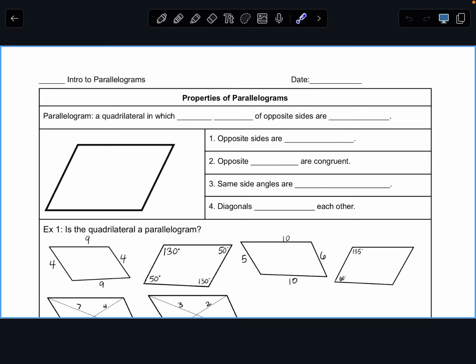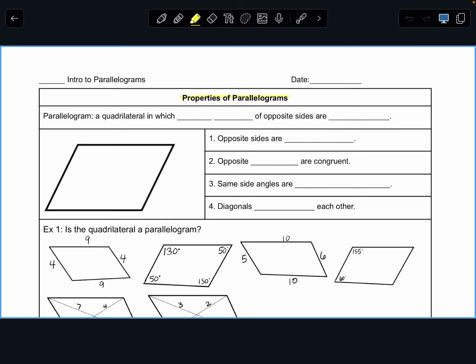Parallelograms have 4 sides. They're part of the quadrilateral family. They can have other shapes like squares, rhombuses, and rectangles in them. All of those are special quadrilaterals. So, properties of parallelograms. This is the important part.